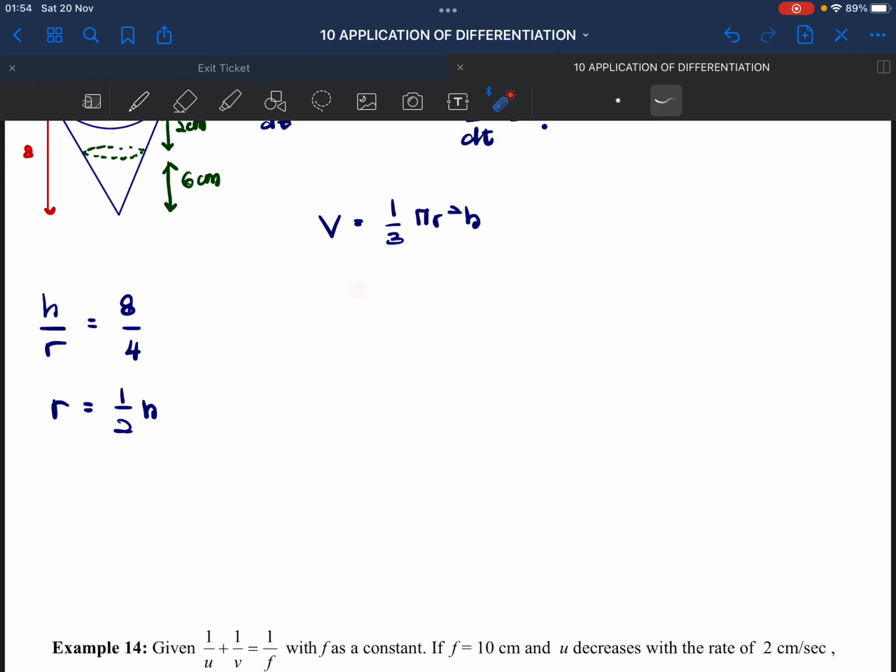So we will have V equals 1 over 3 pi r squared. So r is 1 over 2 h. Okay, so now simplify. 1 over 2 squared, we will get 1 over 4. Multiply by 1 over 3, we will get 1 over 12 pi h cubed. Okay, so that is our volume.